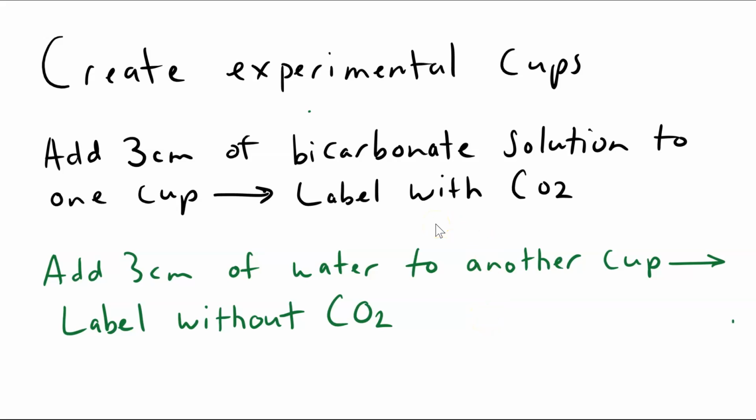So the first experiment is going to be a control experiment, a proof of principle experiment, if you will. So one cup is going to have carbon in it, and the other will not. So let's add 3 centimeters of bicarbonate solution to one cup and label it with CO2. And then the second cup will be just water labeled without CO2.